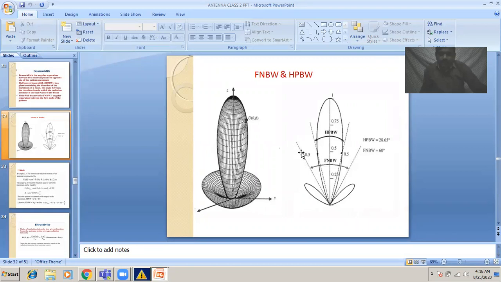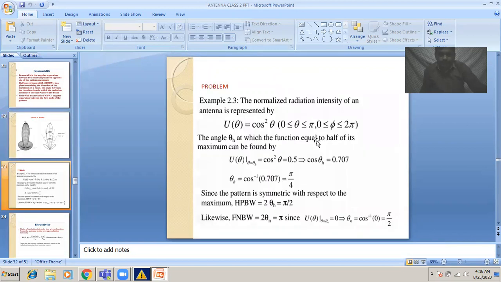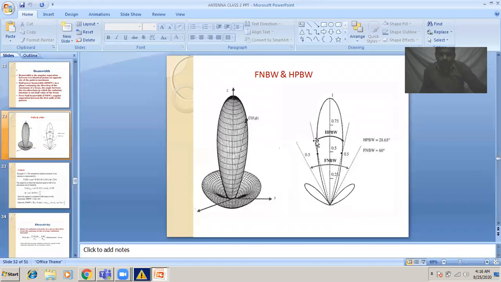Half power beamwidth and what is called beamwidth between the first two nulls. Okay, so let us see. This is from this point to this point. This is called half power beamwidth, and from this point to this point, it is called beamwidth between the first two nulls. It is because these two are the null directions. So we are taking the beamwidth between the first two null directions. That is called beamwidth between the first two nulls.